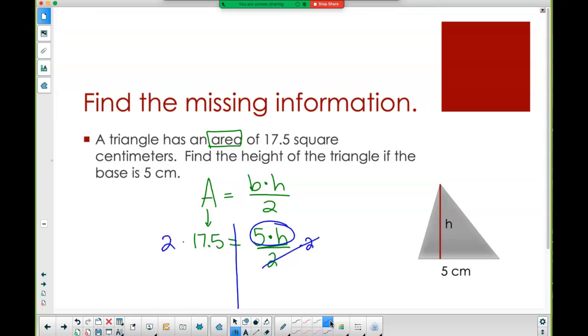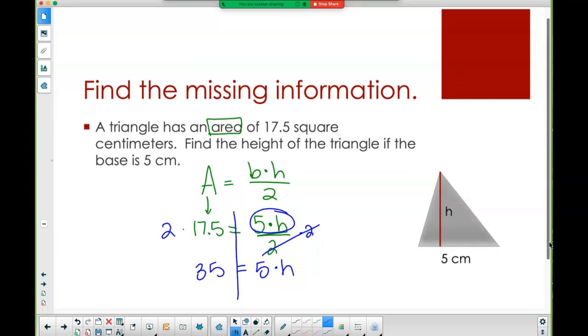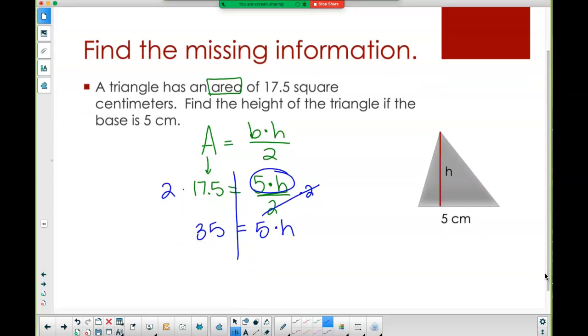These get crossed off. 17.5 times 2 is 35 equals 5 times h. Okay, if you're not writing this down, write it down, so you have examples to look at. Now we got to get the h by itself. How do I get rid of the 5? Go ahead, Tyler. Divide by 5 on both sides. h equals 7. So the height of the triangle is 7 centimeters.